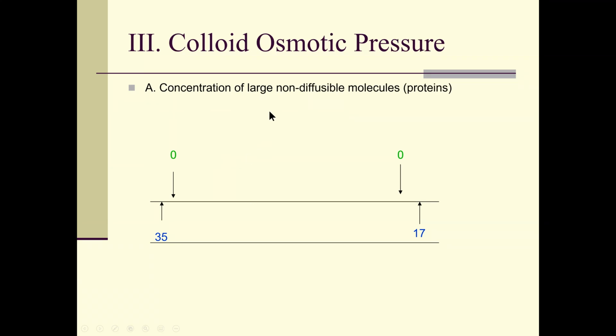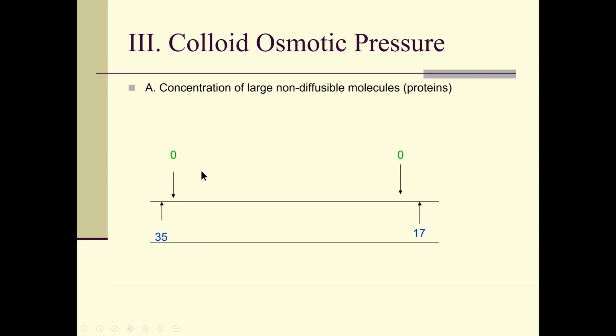Concentration of large, non-diffusible molecules, proteins. The number one protein in the blood, if you remember, is albumin. We also have globulins in the blood, antibodies, a number of proteins. These are too big to go out through the clefts or the fenestrations. These are big molecules, and they're going to stay in here. They stay hydrated.